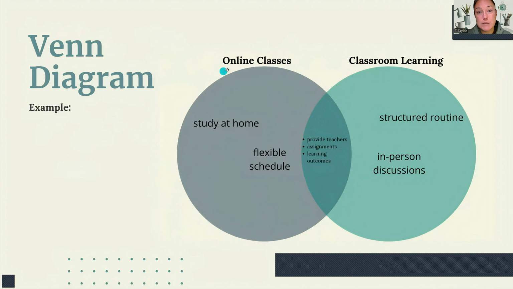All of the facts and details about online classes that we want to include, that we know about, are study at home, flexible schedule, including you could put any questions you might have for research. And then for classroom learning, you would put structured routine, in-person discussions, and in the center, what the online classes and classroom learning have in common. So provide teachers, assignments, learning outcomes. So there's all the details and they're mapped out in that structure.